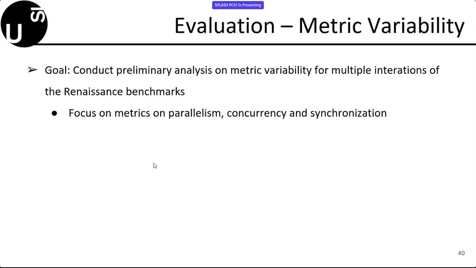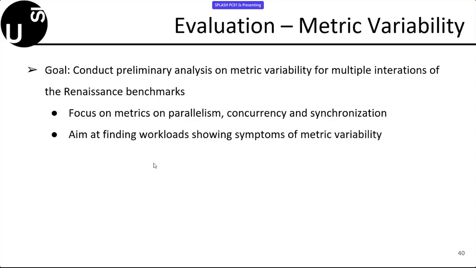Here, in particular, we focus on metrics that are related to parallelism, concurrency, and synchronization, since Renaissance has been developed in particular taking into account such metrics. Here, I would like to remark that our goal was not to conduct a full or complete study on variability, but rather to identify workloads showing symptoms of metric variability. And such workloads will be studied in more depth by future work.